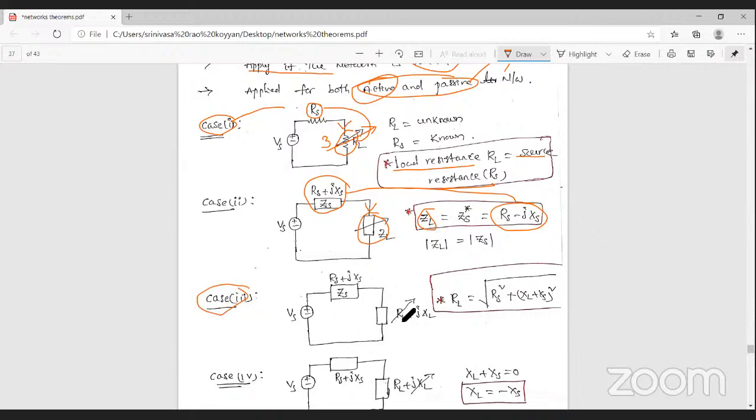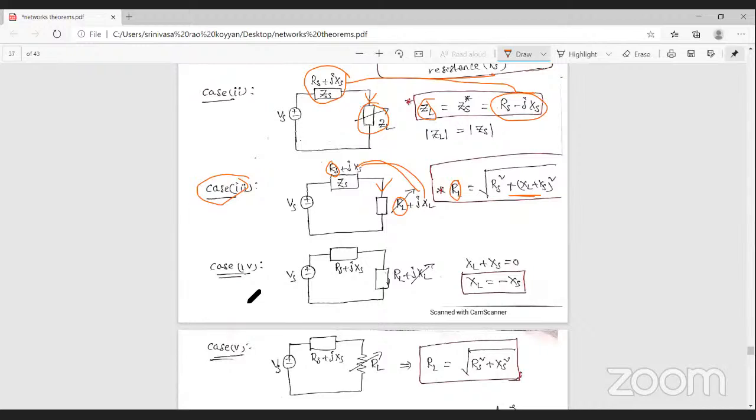Okay, next one, case 3. In this case, the impedance is given, but only the resistance RL is unknown, the remaining values are known. Then how to find out the maximum power transfer to this load? What is the condition? RL is equal to root over R square plus XL plus XC. This is case 3.